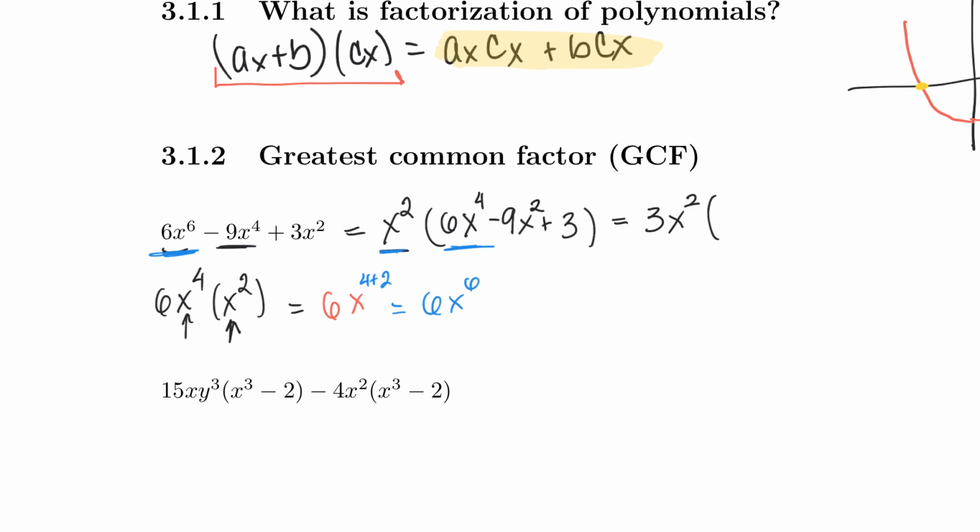Because 2 times 3 is 6. So we have 2, and we already had the x to the fourth power. Minus. Okay, to what number do we have to multiply 3 to get minus 9? Minus 3x squared, because we already had the x squared right here. And finally, to what number do we have to multiply 3 to get 3? Well, it's just 1.